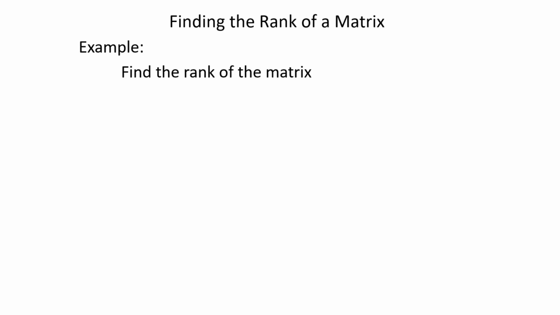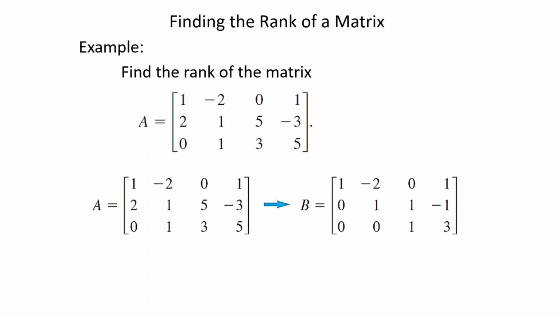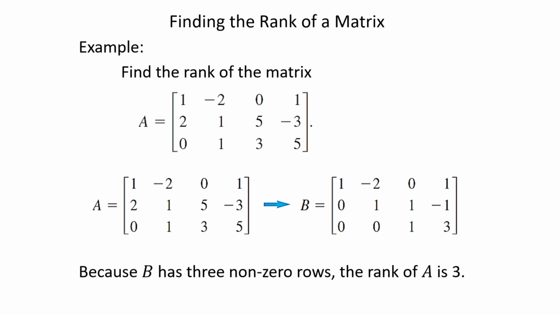Find the rank of the matrix A, given this. We will apply elementary row operations to obtain the row echelon form of this matrix. We name it matrix B, the row echelon form equivalent to A. Because B has 3 non-zero rows, these 3 non-zero rows form a basis for the row space of A. And so the rank of A is 3.